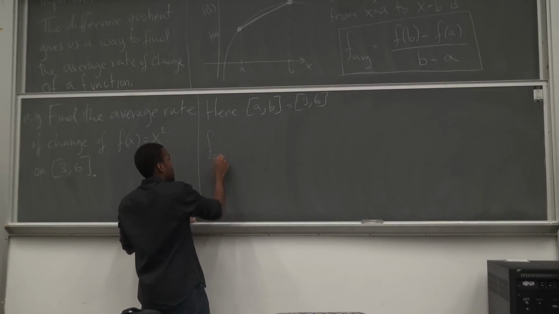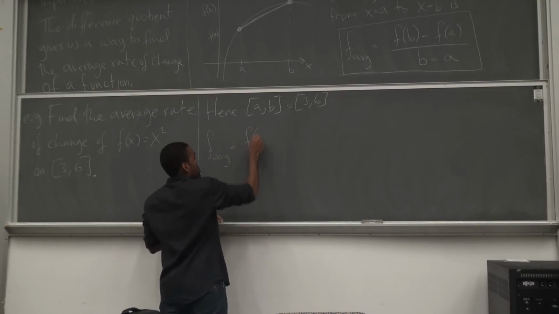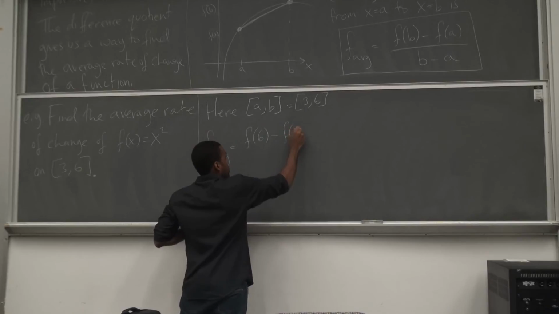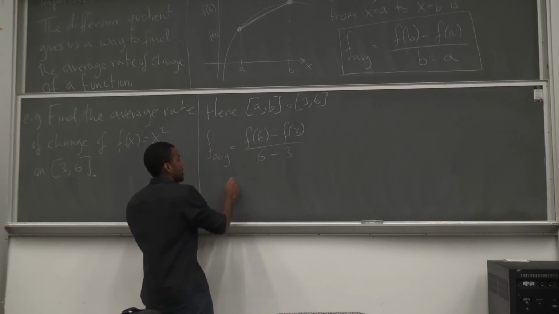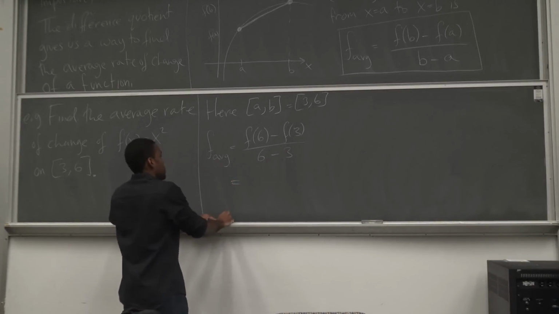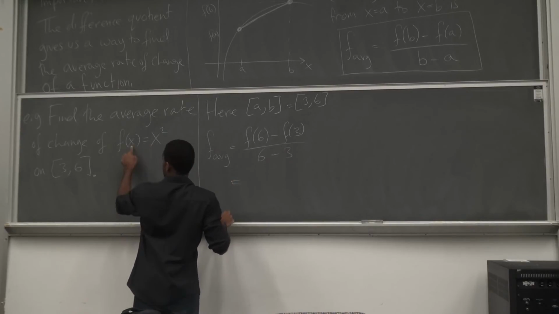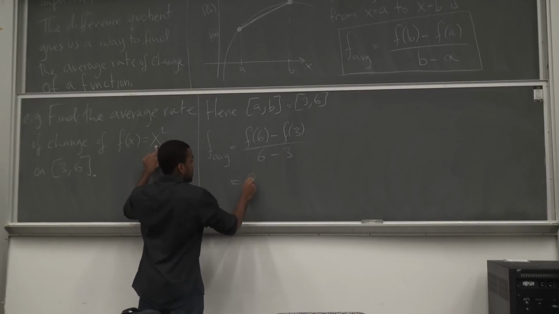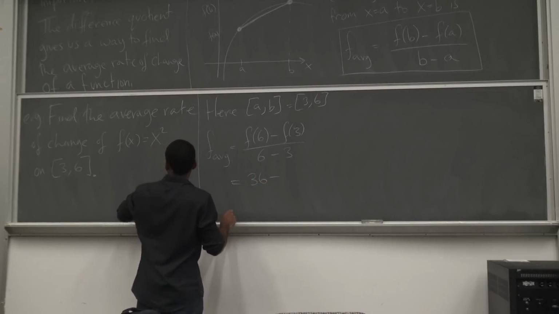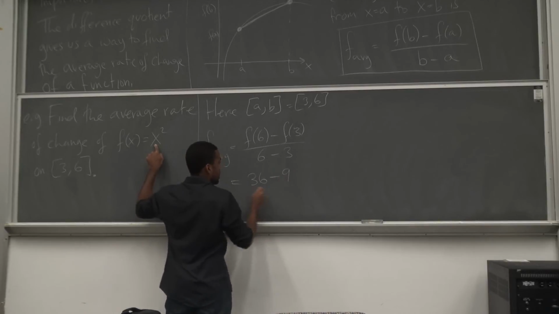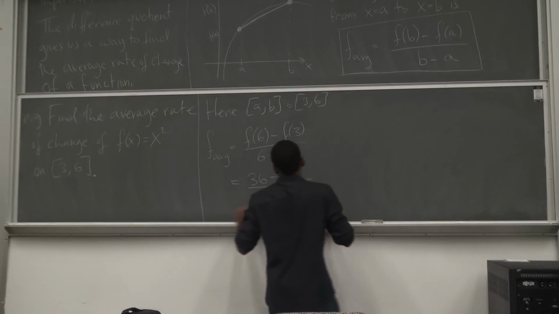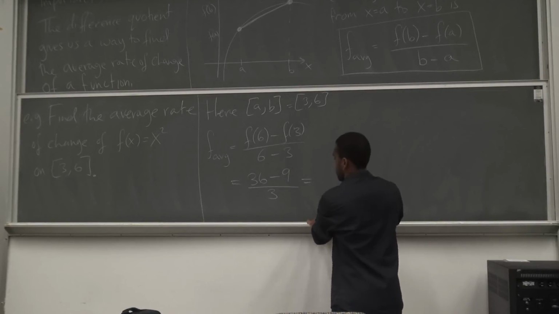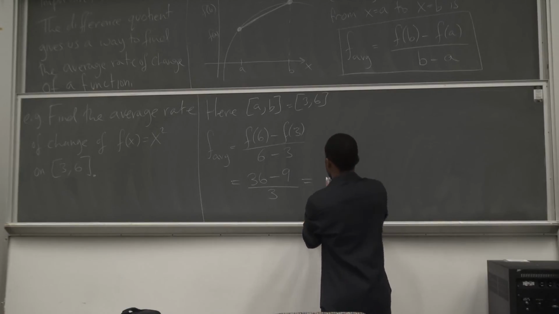So in this case, f average is f of 6 minus f of 3 over 6 minus 3. Now, what is f of 6? 36. So f of 6 means I replace x with 6, so that gives me 36. Minus f of 3, replace x with 3, it's 9, over 6 minus 3, it's 3. So 36 minus 9 is 27, and then divide that by 3, 9. So you get 9.